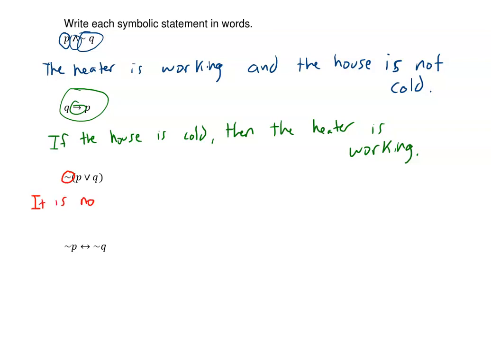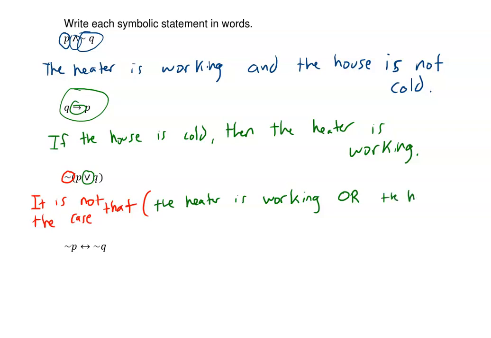So it is not the case that, and then we want to negate the following thing. We have P or Q, right? So this is the or symbol here. So P is that the heater is working. So it is not the case that the heater is working. Sorry, I hope it's legible enough that you can translate it and you know what I'm trying to say. Or, because we have the or symbol there, the house is cold. There's no negation inside the parentheses, so we just put the statements.